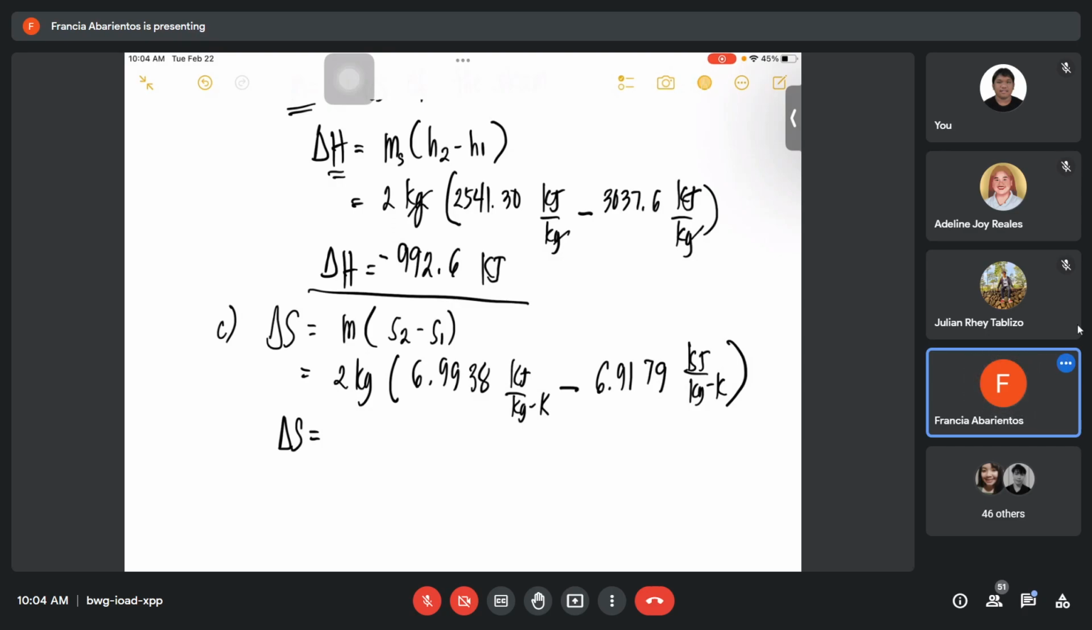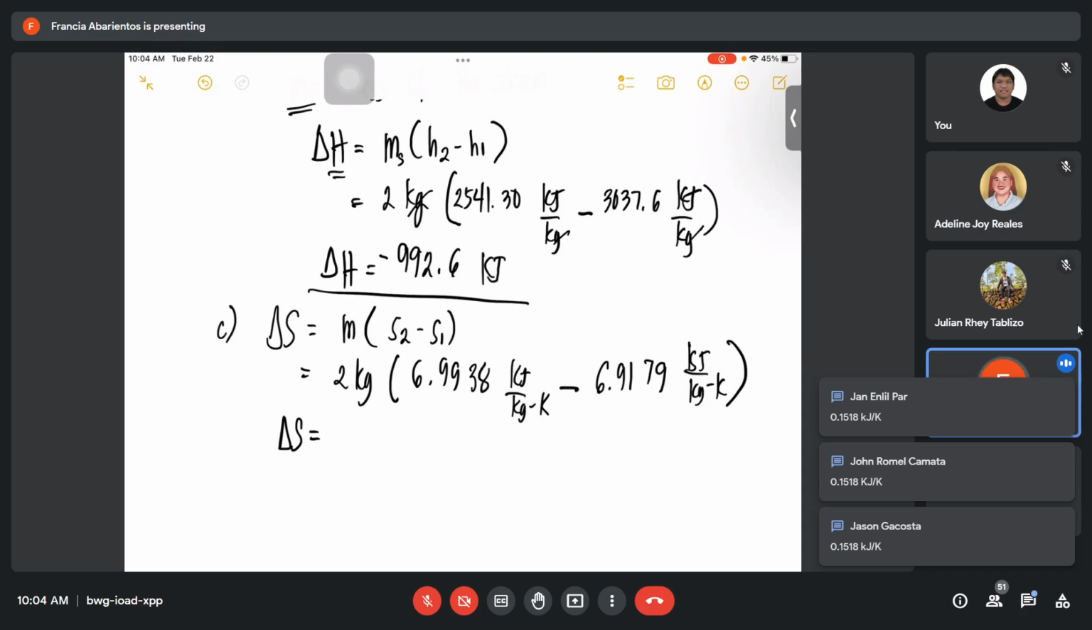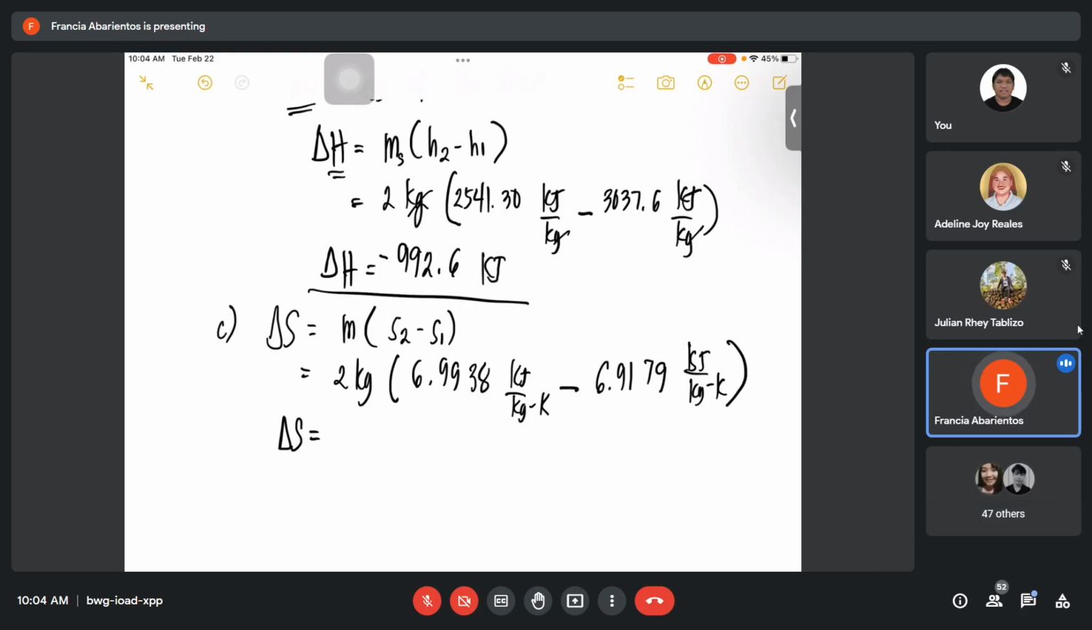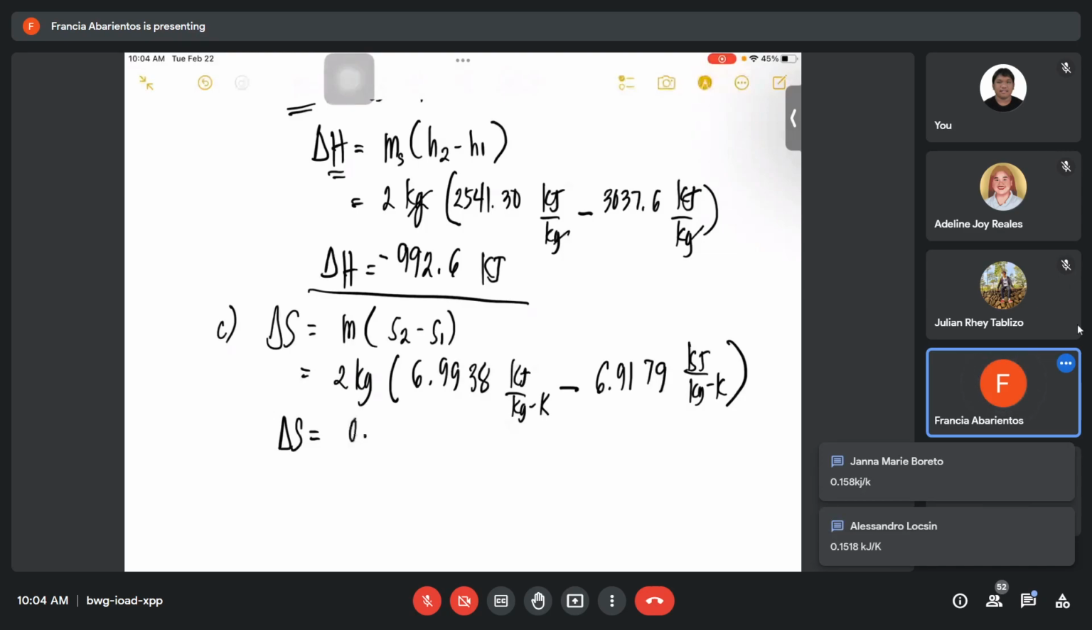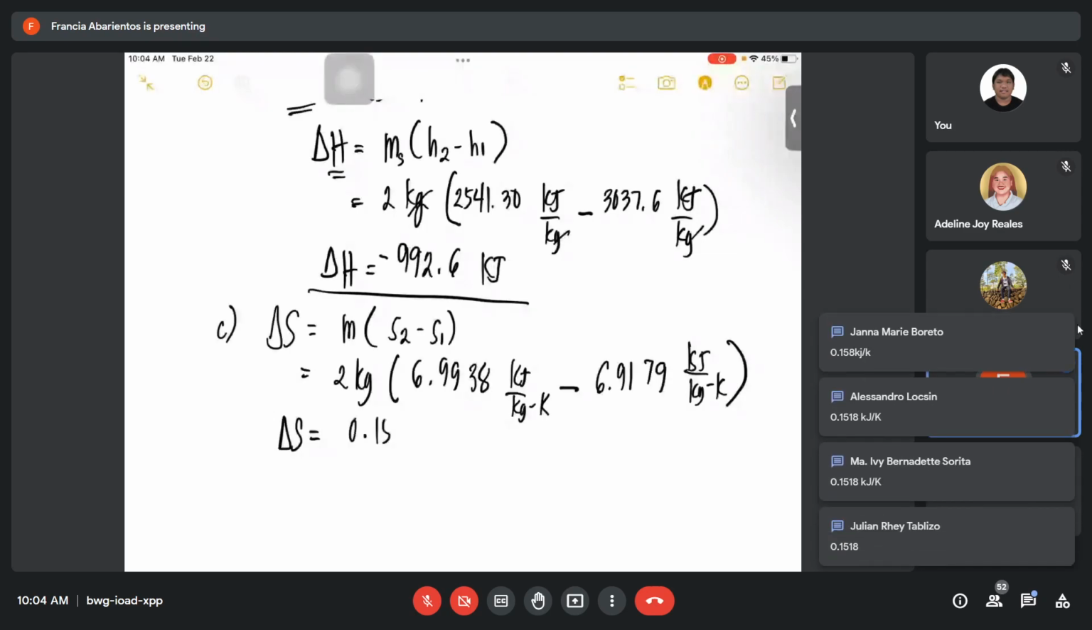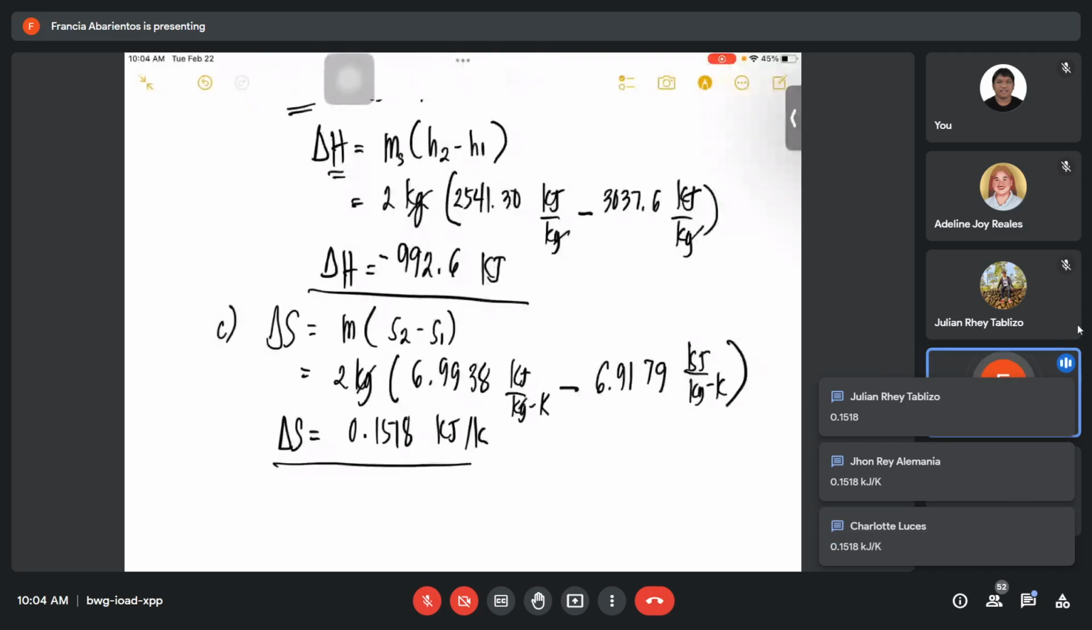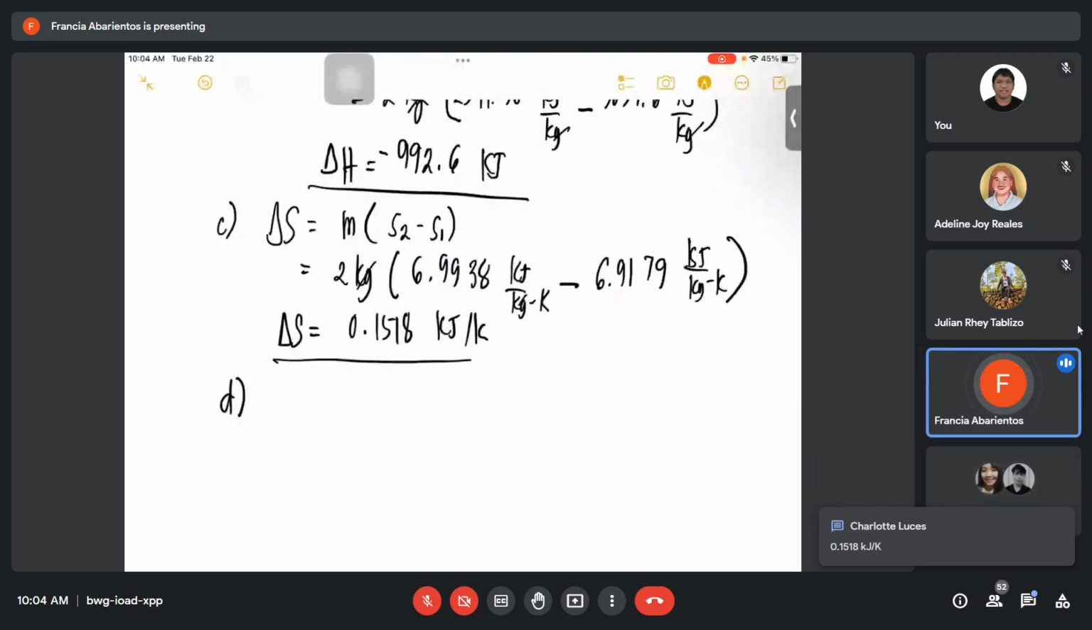So we have now the change in entropy. What is now? Ang bilis. 6.9938 minus 6.9179. We have now times 2. We have 0.1518 kilojoule per Kelvin. Na-cancel yung kilogram nyo. And in letter D, in a polytropic process, we will find now the non-flow work.